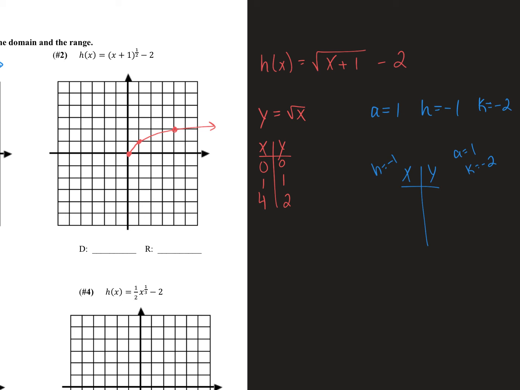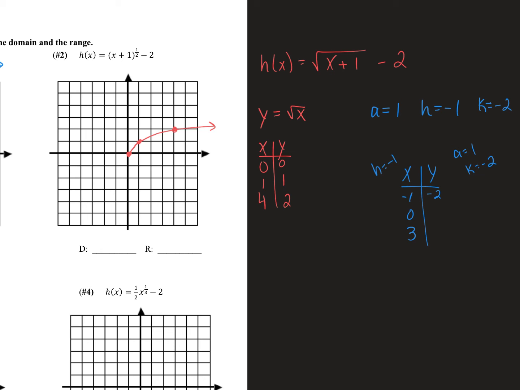So 0 minus 1 is negative 1. 1 minus 1 is 0. 4 minus 1 is 3. And for my y values, I'm going to take each of my y's from the xy table of my parent function, multiply it by a, and then add k. Our first value for y is 0. 0 times 1 is 0, and then 0 minus 2 is negative 2.